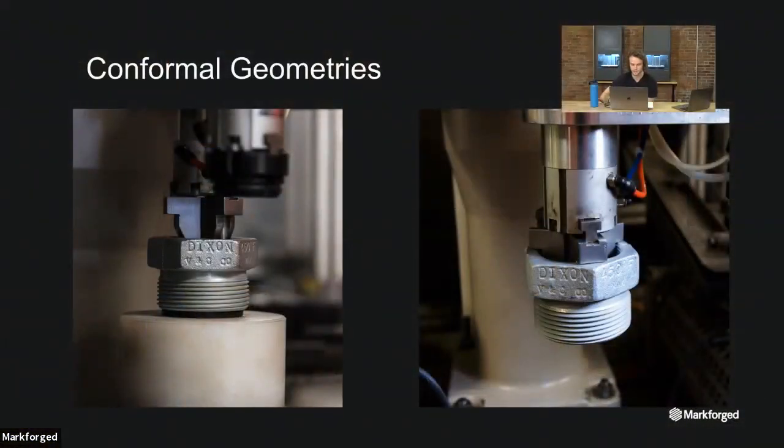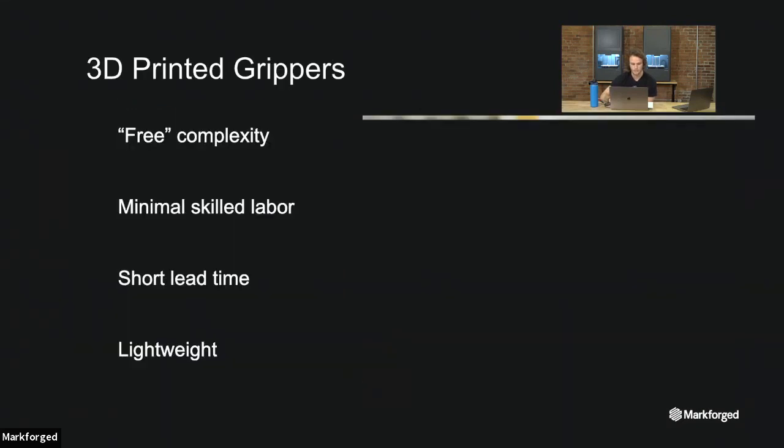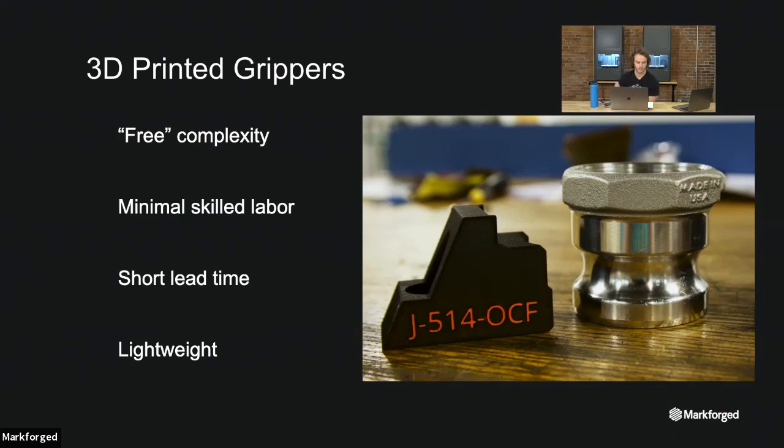So yeah, you can see here, conformal geometries are something that are pretty common with end effectors. So how does 3D printing fit in? With 3D printing, one of the most important things with end effectors is that you get complexity for free.